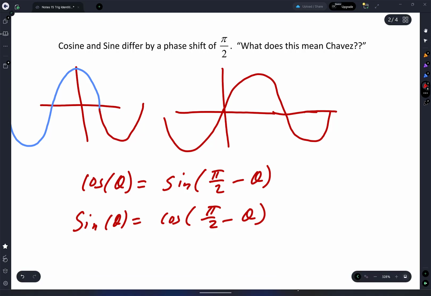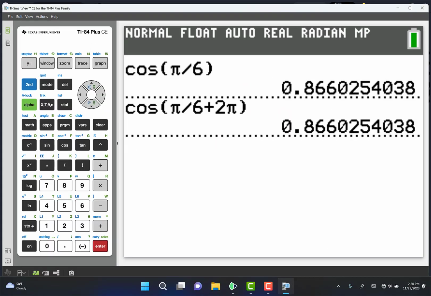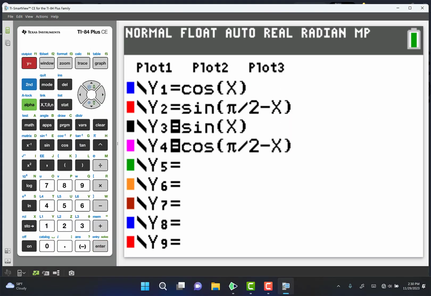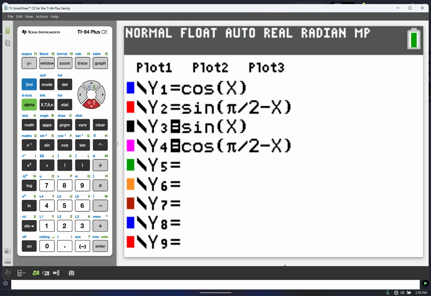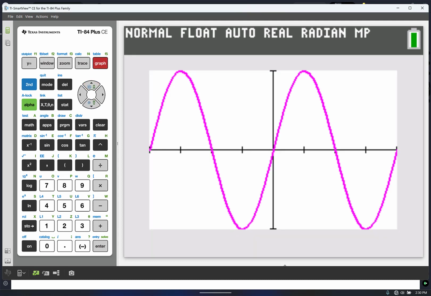So I'm going to take my calculator, and don't worry, guys, I'll come back to this. So check it out. I already have it here. As a matter of fact, I have y3 and y4. See how y3 is sine x and y4 is cosine of pi over 2 minus x? y3 is black, y4 is purple. Let's push graph. Oh, I guess let's draw it from the beginning.